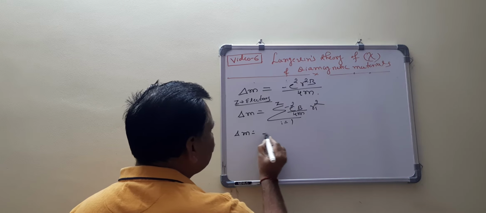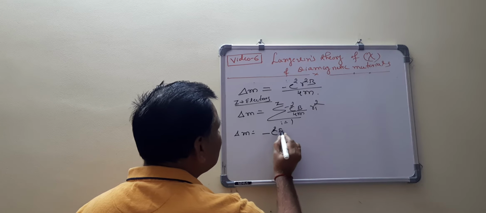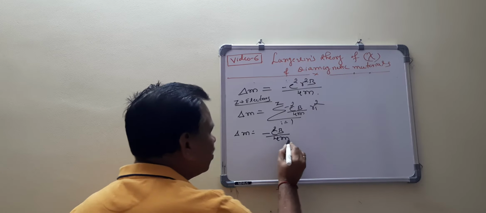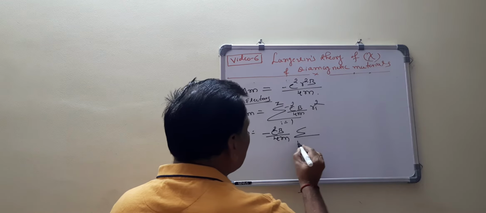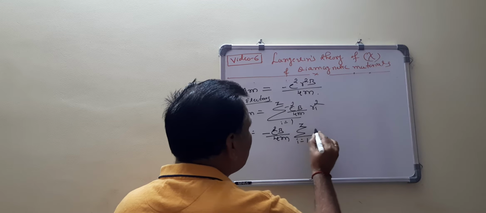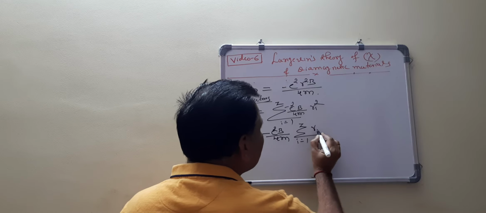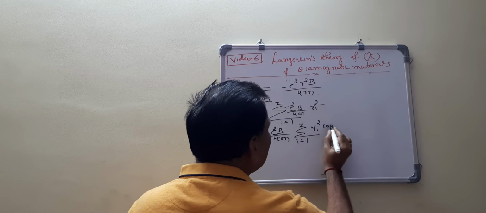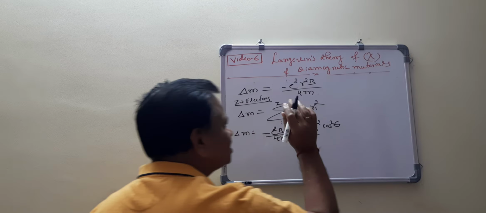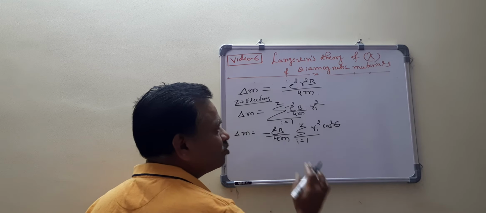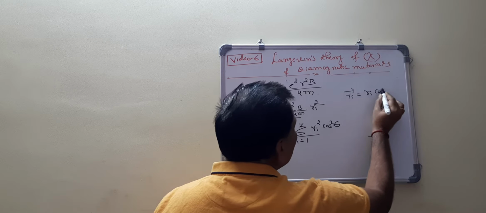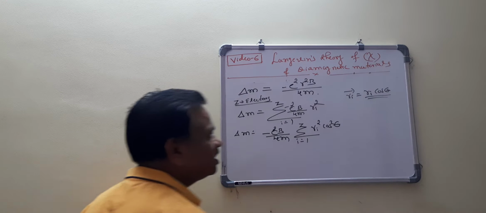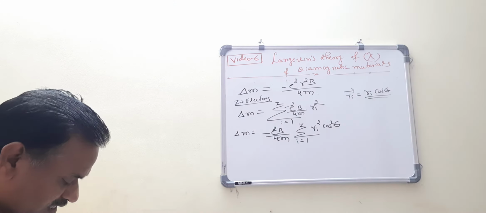Can I write it like this? Delta M equal to minus e square B divided by 4m, summation of i equal to 1 to Z, r_i square into cos square theta. Because r_i is a position vector. Already I told you, the component of r_i bar is r_i into cos theta.